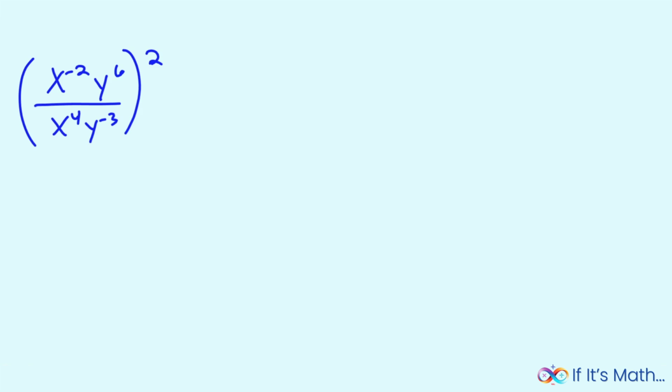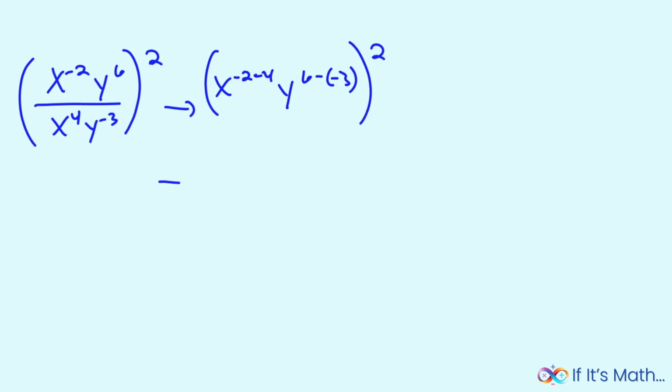So let's do what we did before. We're going to look at getting these exponents together. So we'll have x to the negative 2 minus 4, y to the 6 minus negative 3. And then we got to remember, we still have all that squared.